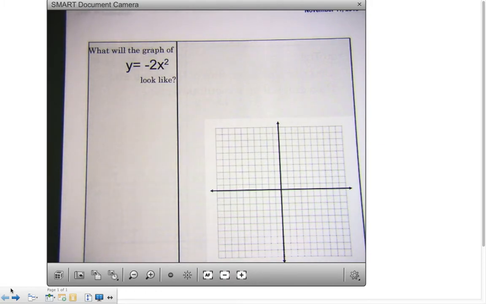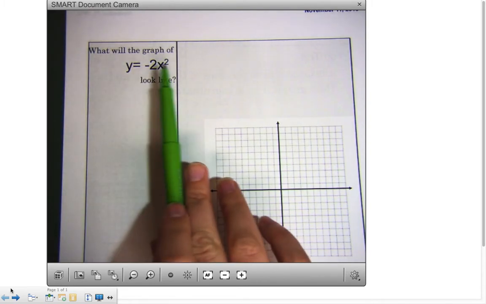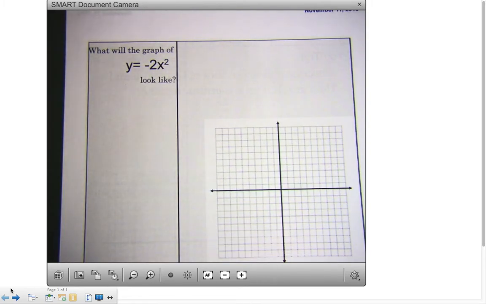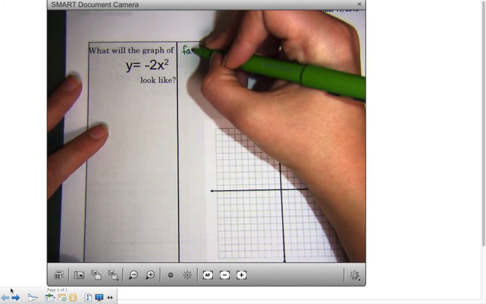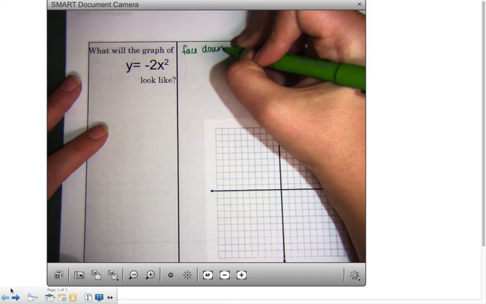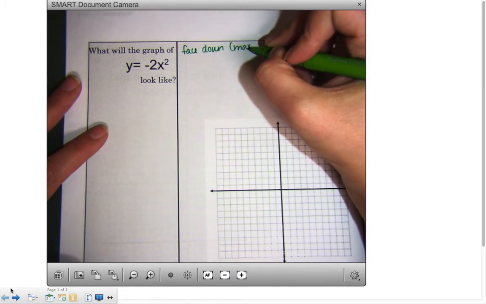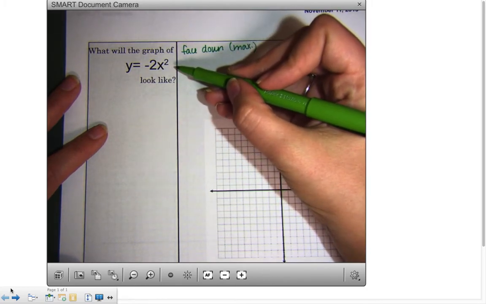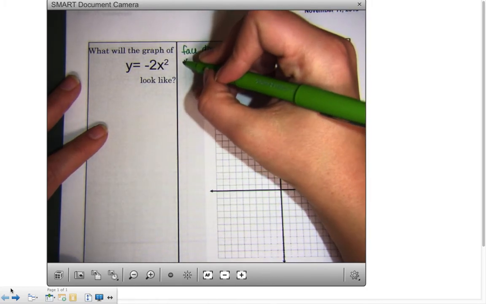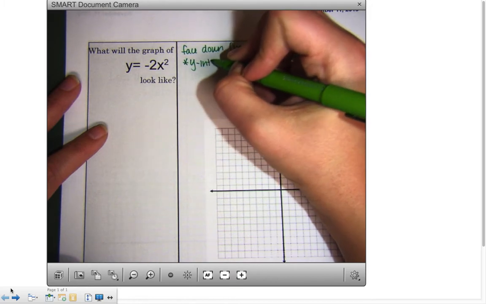All right, this one's going to be a little bit different. Notice that it doesn't have a bx or a c. It's just ax squared. We do know that since it's got a negative coefficient in front, it's going to face down. And we know that's a maximum when it faces down. It doesn't have a c value. C is 0. So that means the y-intercept is 0.